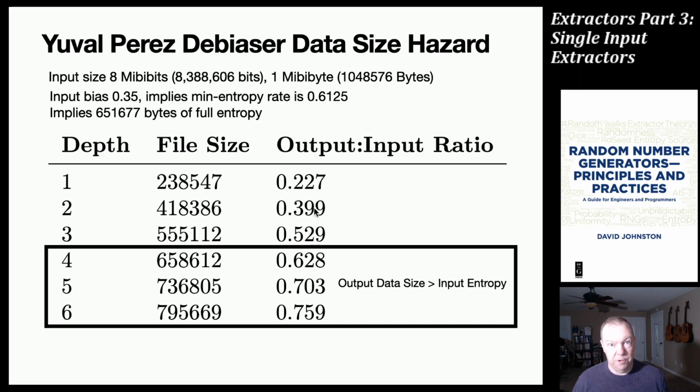And as we do more iterations, we get more data out. But we find for these last cases, 4, 5, and 6, we're getting more data out than the amount of entropy. So 651,677, this is 658,612, and it goes up from there. So this is violating the rules of entropy extractors. We're getting more data out than we have input entropy in, so we cannot be having full entropy in this output data. And when you think about that, this is a fixed algorithm.